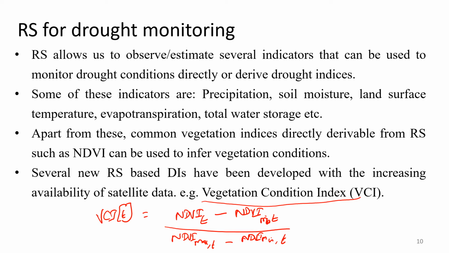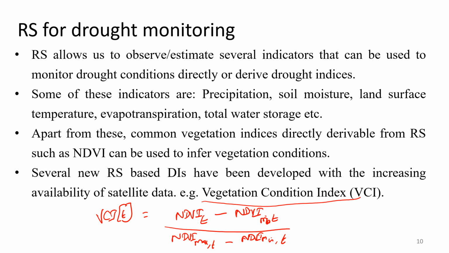So I can rescale this. NDVI observed in July 2020 minus minimum NDVI observed in July for the last 10 years, divided by the maximum value of NDVI in the last 10 years minus the minimum value of NDVI in the last 10 years. That will give me the Vegetation Condition Index, VCI, for the July month of 2020. This is a very simple example, as I said.